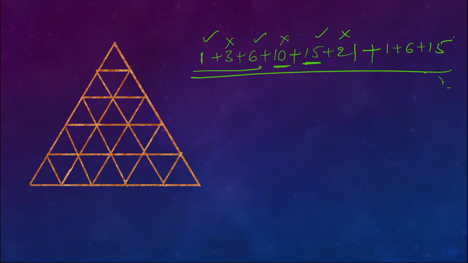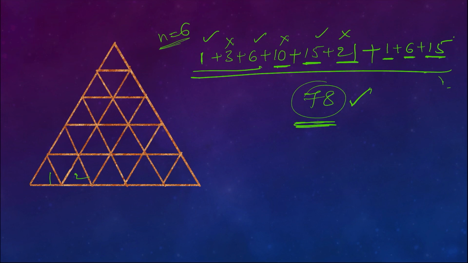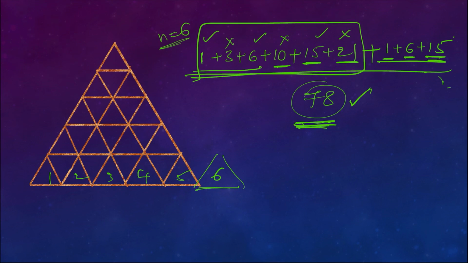So here 10, 20, 35. 35 plus 21, 36, 56, 57. 57 plus 6, 63. 63 plus 15, 78 we got. 78 is the answer, so total 78 triangles for this figure. If n is equal to 6, meaning 6 base triangles, then we have to take the first 6 and then add alternatively. Simple. So this is the short trick, and I have also explained the reason behind it.